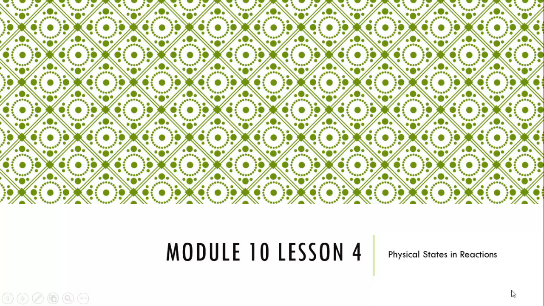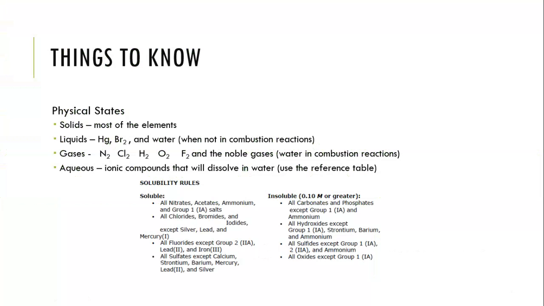This is Module 10, Lesson 4. We're going to look at physical states in chemical reactions. What that means is we are going to attempt to put after each thing in a reaction whether it is a solid, a liquid, a gas, or aqueous. So here are the four, I refer to them as physical states that you could have. The simplest thing to do is honestly just memorize these four things.